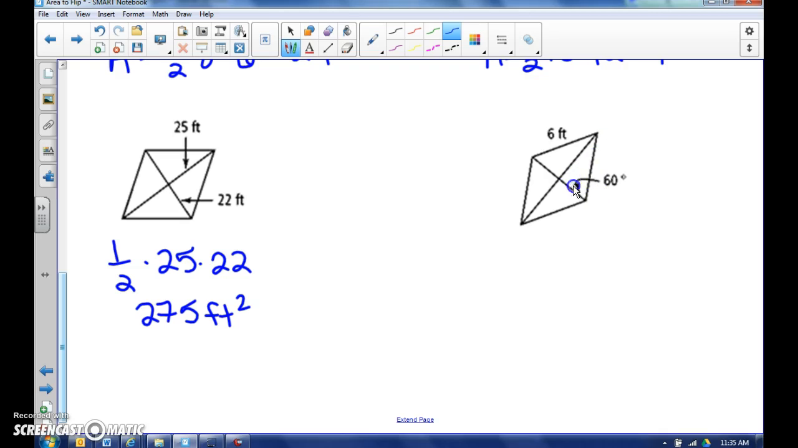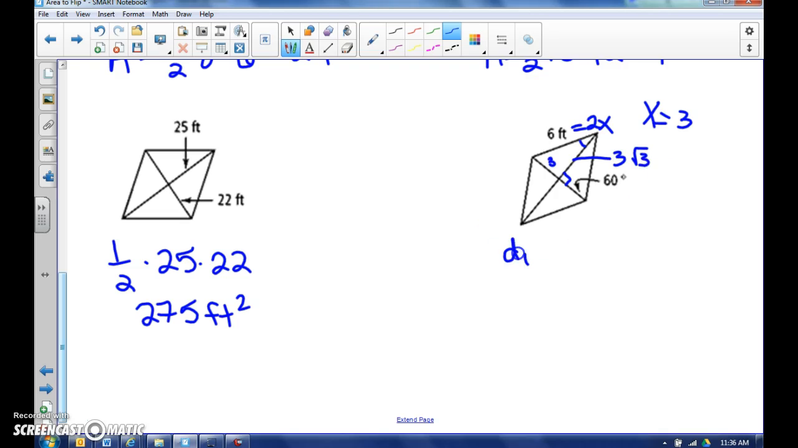This is another 30, 60, 90 triangle because we know that in a rhombus, the diagonals are perpendicular. So here, this guy, he's my hypotenuse. That must be my 2x side, which means that x must be 3. The side across from my 30-degree angle must be my x side, so that side's 3. And then the other side is the side across from the 60-degree angle. That must be my x square root 3 side. So this side here must be 3 square root 3.